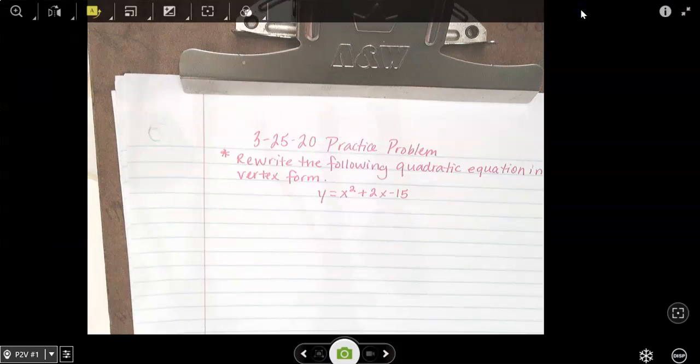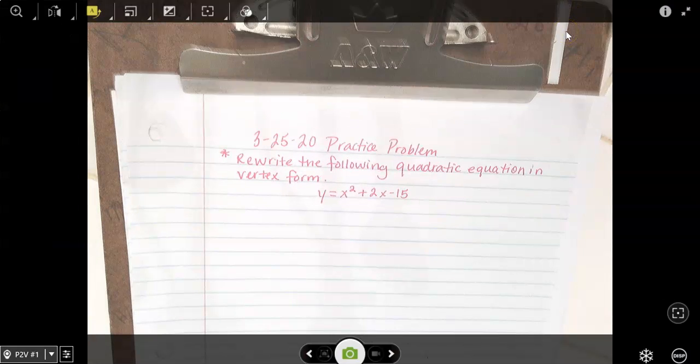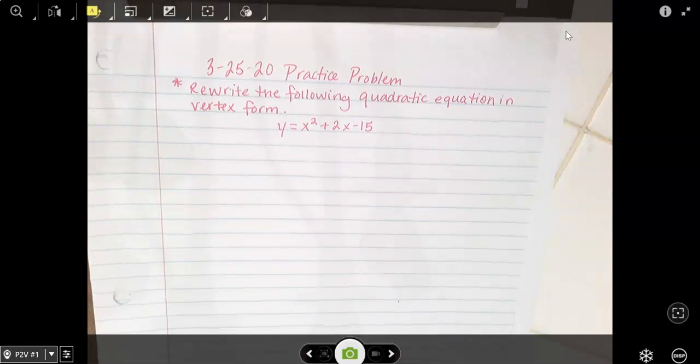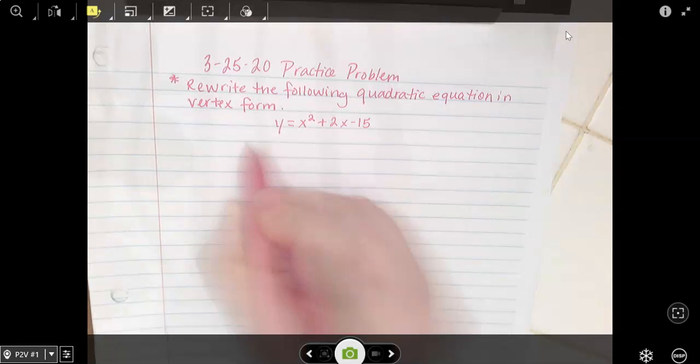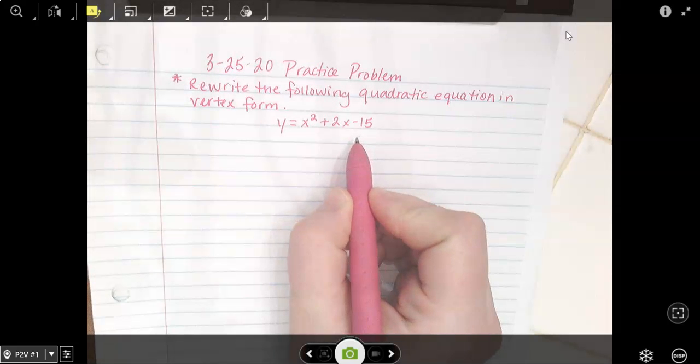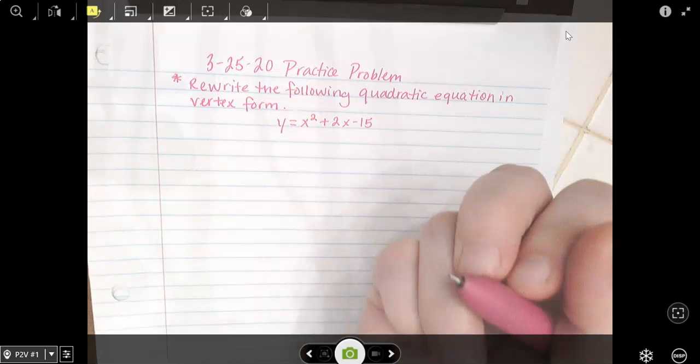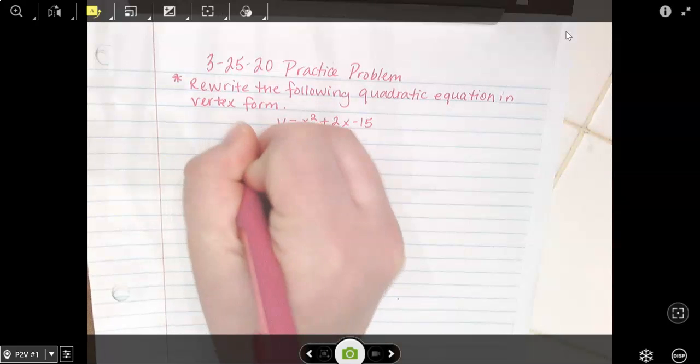All right, so this is the practice problem from yesterday. You had to rewrite this quadratic equation in vertex form, and it's in standard form. To go from standard to vertex, you have to find the vertex, okay? So I'm going to put find vertex.